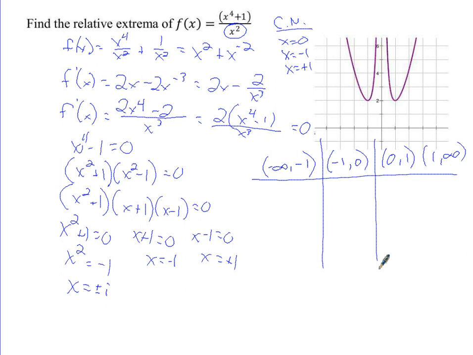Got to pick some test numbers. Okay, negative 2 sounds good. Negative 1/2, painful but doable. Positive 1/2, 2. We don't need the magnitude, we just need the sign. So we take the negative 2 for this guy and plug it in. In the bottom, we get a positive number. So the denominator is positive. In the top, we get a positive result.